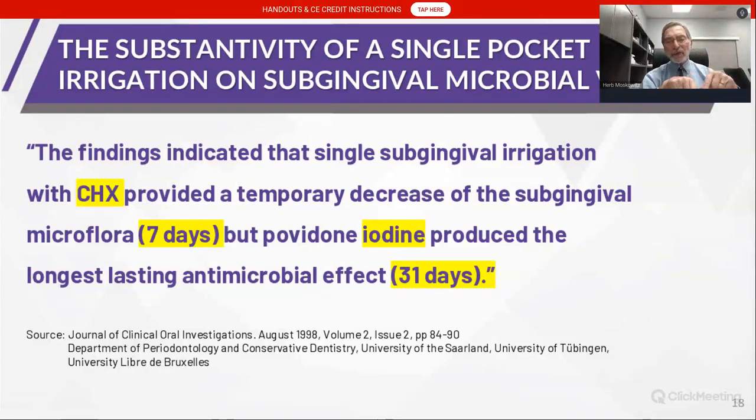We're not only interested in the immediate effect, but we're also interested in the residual effect of our antimicrobial agents. And when they measure the substantivity, that is the ongoing residual effect of both chlorhexidine gluconate and povidone iodine, they found that chlorhexidine gluconate, after a single subgingival irrigation, was effective in keeping a decrease in the subgingival microflora for as long as 7 days. But with a single subgingival irrigation with povidone iodine, that effect lasted more than 4 times longer. It lasted 31 days.